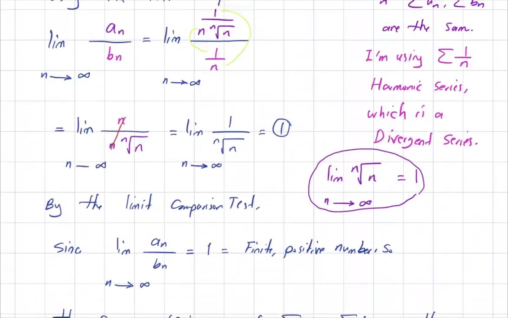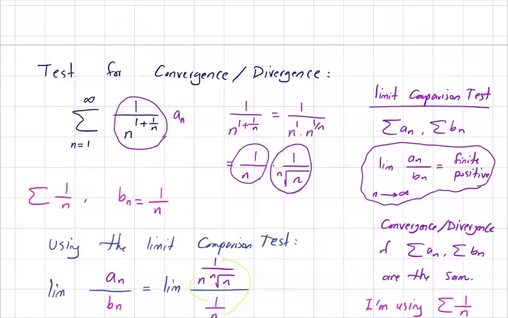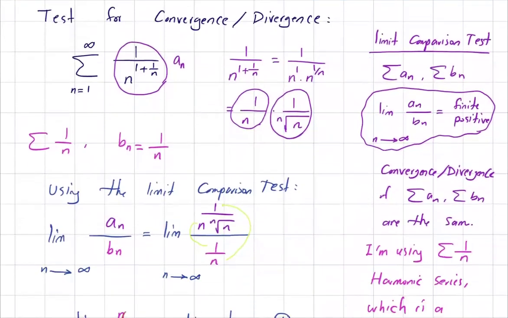Let us recap what we did. This is our series that we see here. We have 1 divided by n to the power 1 plus 1 over n. This is your an, which can be broken down into 1 over n times the nth root of n. So I decided to use the limit comparison test. Why is that? Because I know the limit of the nth root of n is equal to 1. So when I broke it down, I end up with a harmonic series to compare it with.